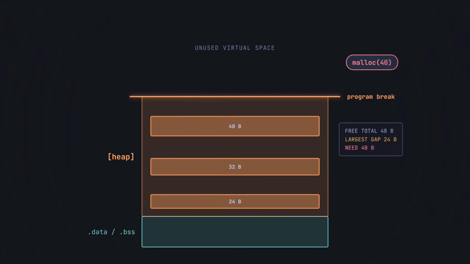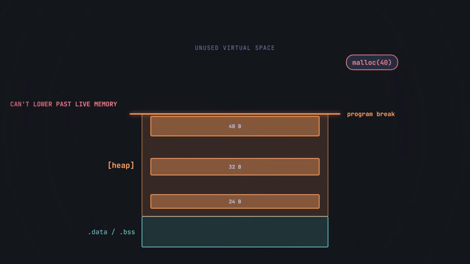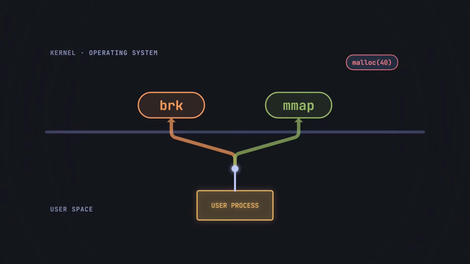But even the best ones can only minimize this problem. And it gets worse. The program break only moves at the top, so even if a huge chunk is freed from the middle, it can't be returned to the OS. The user process is holding it hostage. But how exactly do we solve this? Let's take a look at our other option, our other heap.